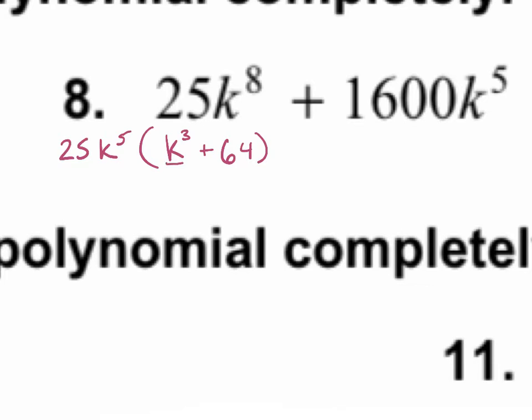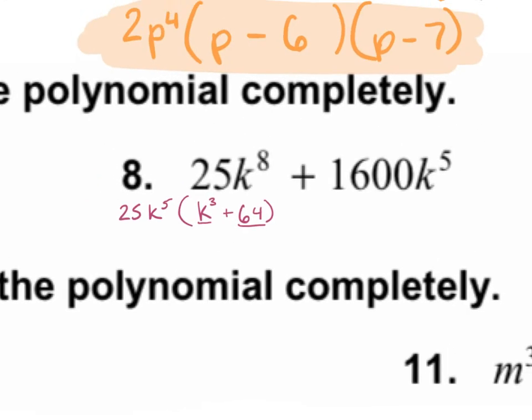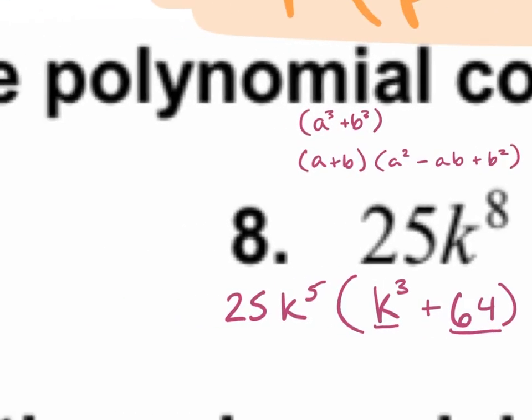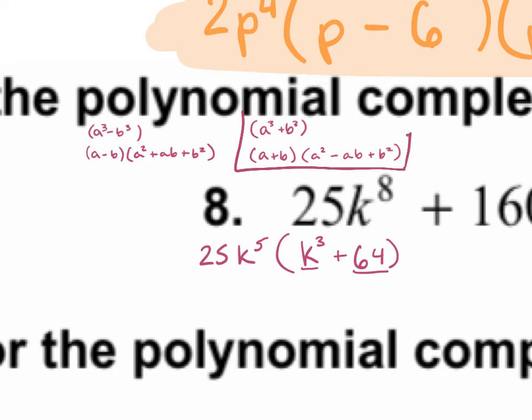So here we can see we have a perfect cube and a perfect cube. And we're adding them. So when adding our perfect cubes, our formula, if we have a cubed plus b cubed, would be a plus b times a squared minus ab plus b squared. If we were subtracting our cubes, if we had a cubed minus b cubed, we would break it down into a minus b, a squared plus ab plus b squared. But here, we're adding them, so we're only looking at this formula.